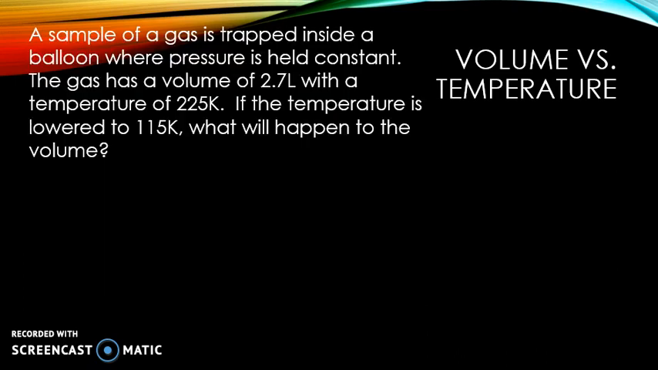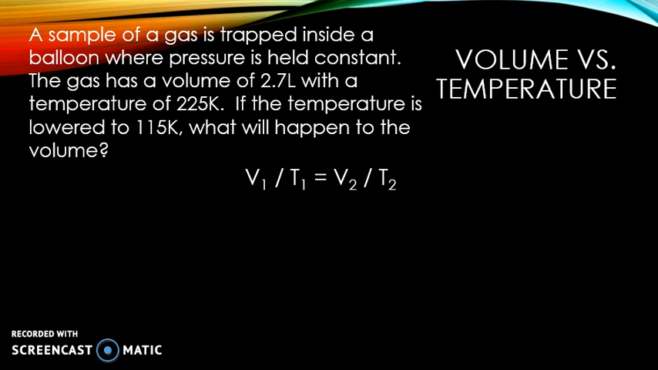Let's take a look at an example problem. A sample of a gas is trapped inside of a balloon where the pressure is held constant. Now that statement right there is a great indication that you're going to need to apply Charles' law, which is V1 over T1 equals V2 over T2. Let's keep reading this problem. The gas has a volume of 2.7 liters with a temperature of 225 Kelvin. If the temperature is lowered to 115 Kelvin, what will happen to the volume?